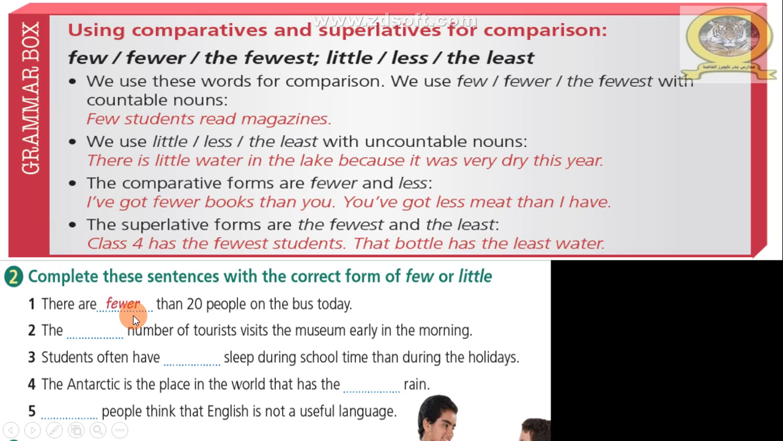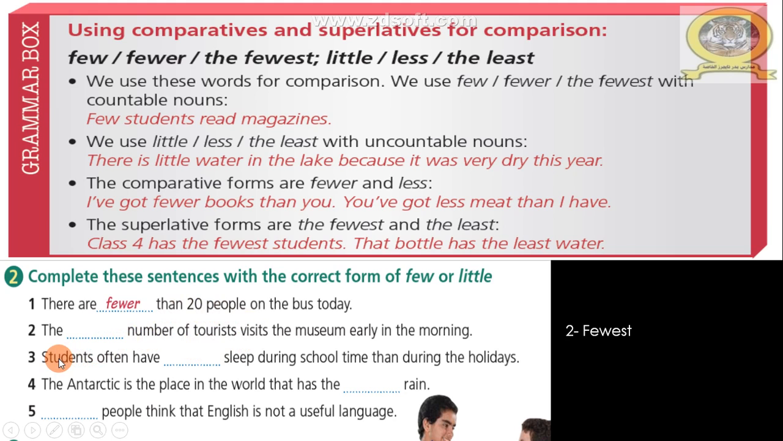Okay, let's have a look at number 2. The number of tourists visits the museum early in the morning. What will the answer be? Right, the fewest number of tourists, because here number of tourists is a countable noun.